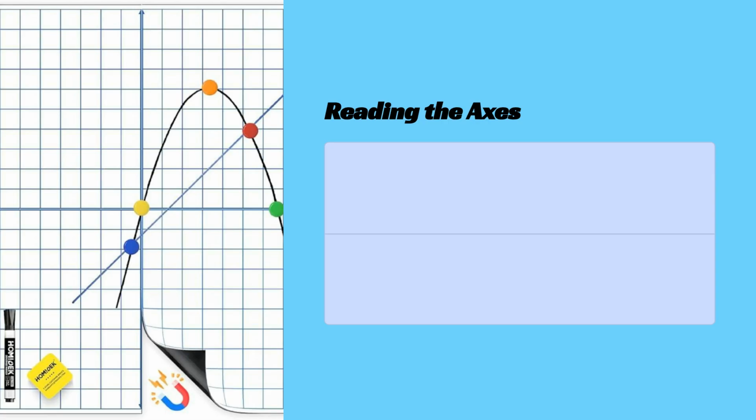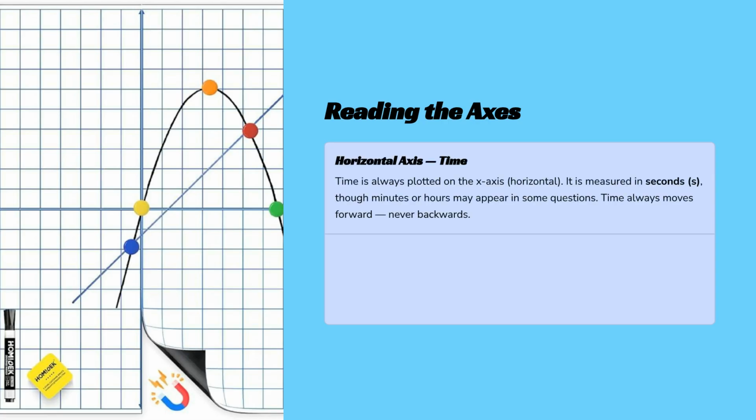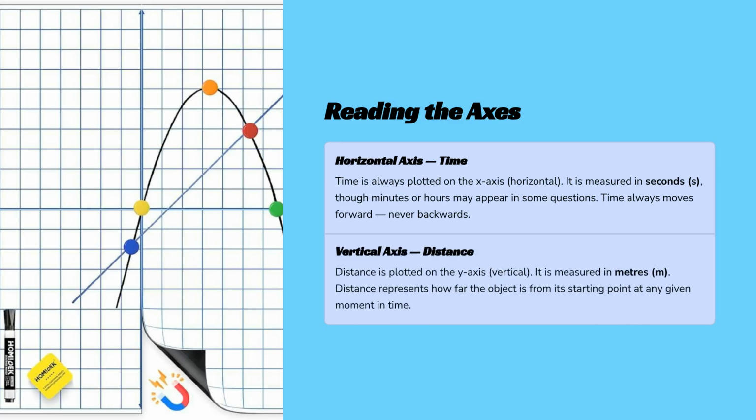To read a graph, look at the axes. Time is plotted on the horizontal x-axis, usually in seconds. Distance is on the vertical y-axis, measured in meters. Remember, time on these graphs always moves forward.